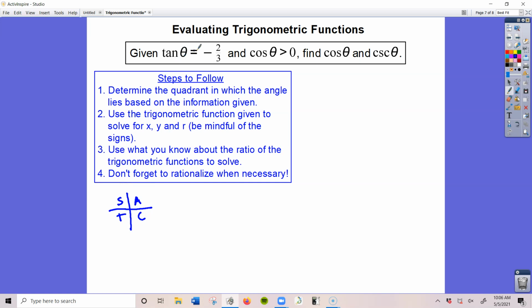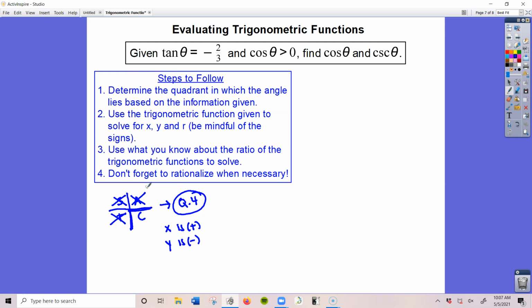As you can see here, tangent is negative. So that means that the angle cannot be in quadrant 1 or in quadrant 3, since that's where tangent is positive. Then we are told that cosine of theta is greater than 0, meaning it's positive. So it can't be in quadrant 2 because cosine is negative here. That must mean that our angle lies in quadrant 4. Now, if you're in quadrant 4, we are then going to establish the signs of x and y. In quadrant 4, x is positive, since you can see that that lies with the positive x-axis, and y is negative.